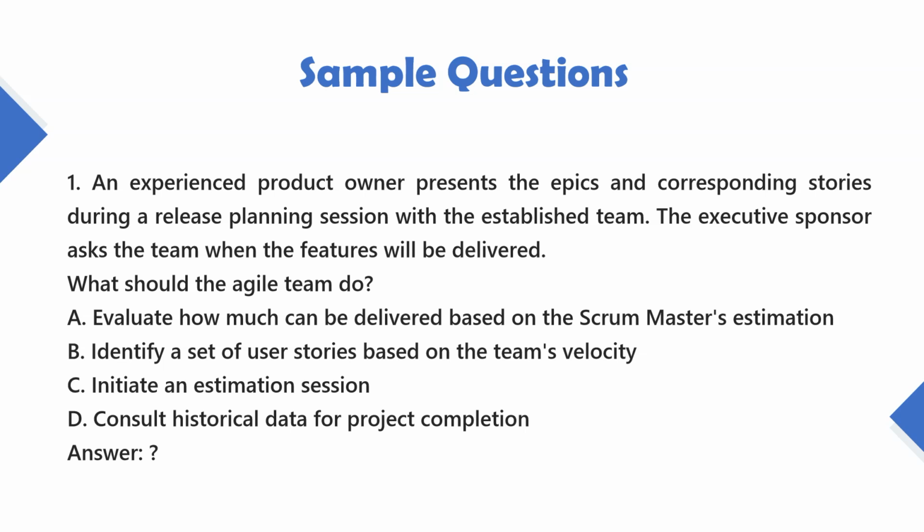1. An experienced product owner presents the epics and corresponding stories during a release planning session with the established team. The executive sponsor asks the team when the features will be delivered. What should the Agile team do? A. Evaluate how much can be delivered based on the Scrum Master's estimation. B. Identify a set of user stories based on the team's velocity. C. Initiate an estimation session. D. Consult historical data for project completion.